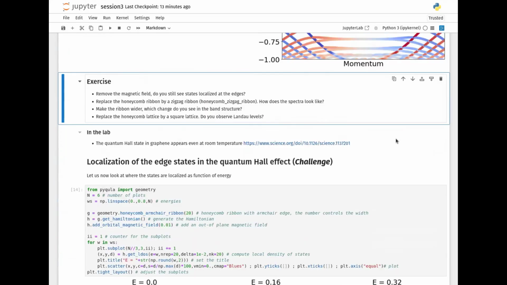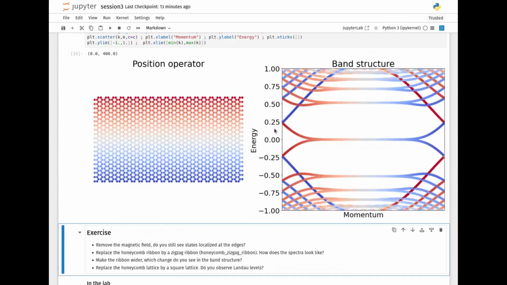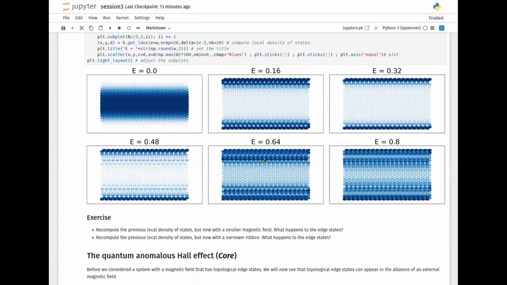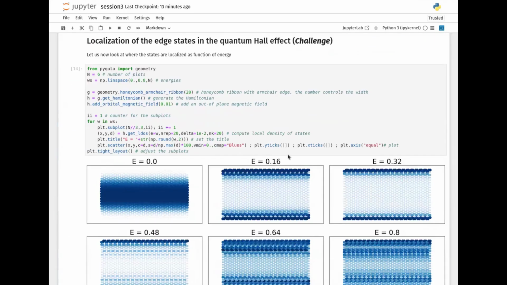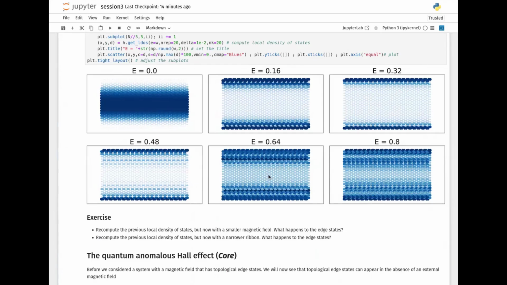Then for 32, you're also getting edge states. So 32 would be around here, so you still see edge states. And then once you go to 64, which is roughly around here, you see that you are cutting again a bulk state, and that's why you start seeing things in the bulk.